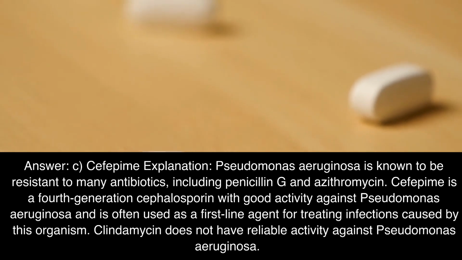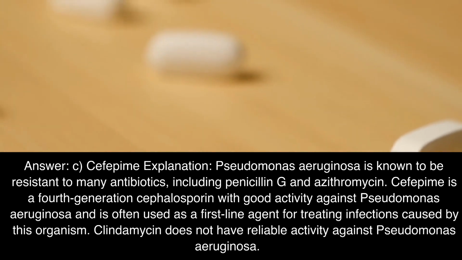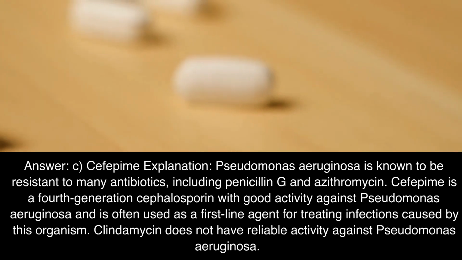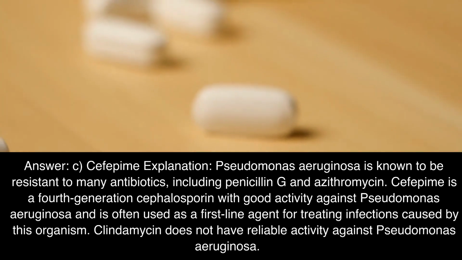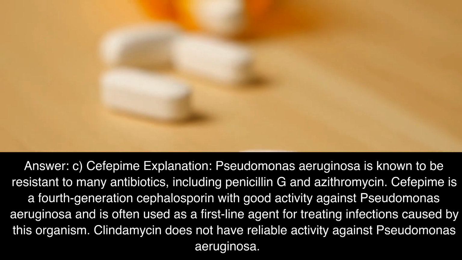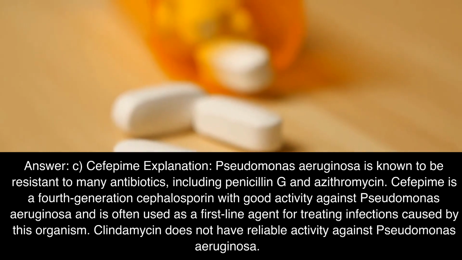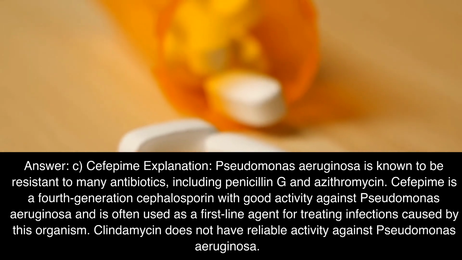Cefepime. Explanation. Pseudomonas aeruginosa is known to be resistant to many antibiotics, including penicillin G and azithromycin. Cefepime is a fourth-generation cephalosporin with good activity against Pseudomonas aeruginosa and is often used as a first-line agent for treating infections caused by this organism. Clindamycin does not have reliable activity against Pseudomonas aeruginosa.